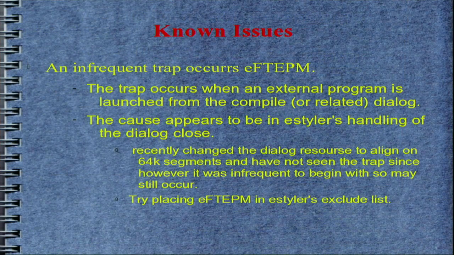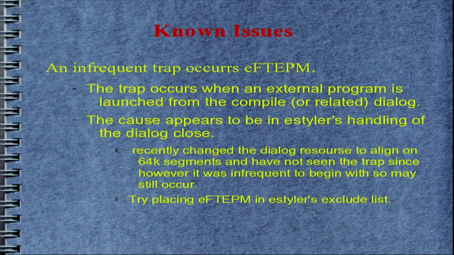Okay, known issues. Let's start. Crashes are infrequent. I discovered today that that's a lie. I crashed 14 consecutive times. Repeatable? Yeah. And the problem, and I work with Steve a lot on this, appears to be eStyler, not EFTE. So I'm not quite sure how I'm going to fix that. I also found out I crashed in the exclude list, so it didn't do me any good. If I've excluded myself from eStyler, I don't understand why eStyler is being called.